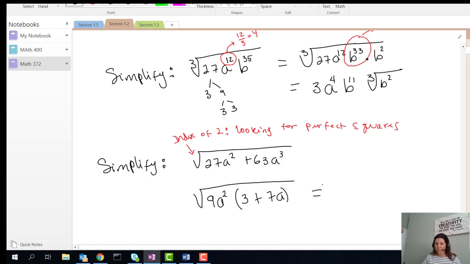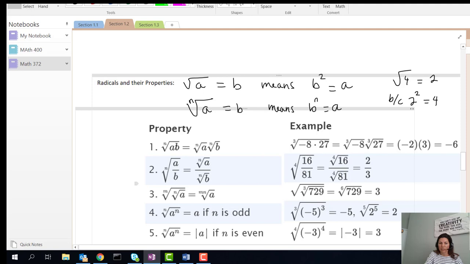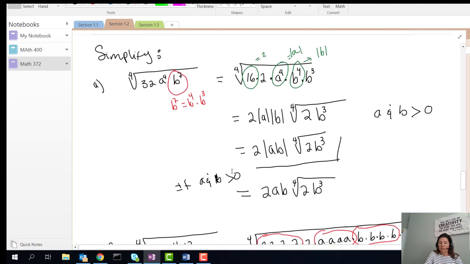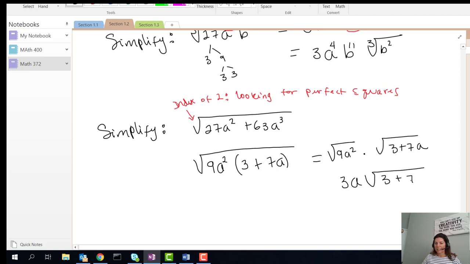And so now I can split this up using the first property of radicals, the product property, the very first one. If you have the product of two things, you can split them up. So in this case, this is then using that property of radicals, the square root of 9a squared times the square root of 3 plus 7a. And these are perfect squares, so the square root of 9 is 3, the square root of a squared is a, and I'm going to be left with the square root of 3 plus 7a.